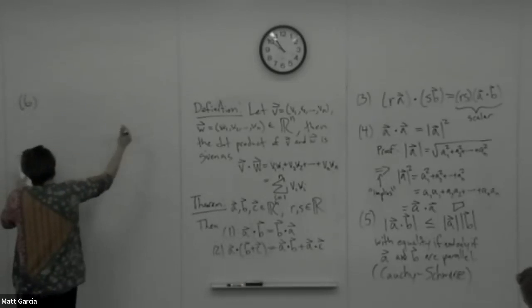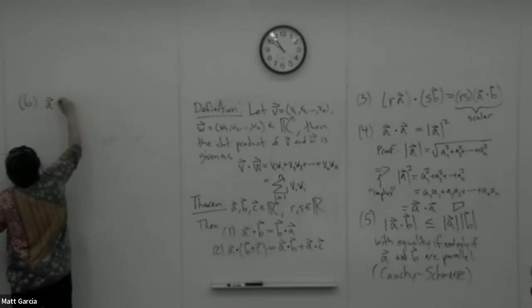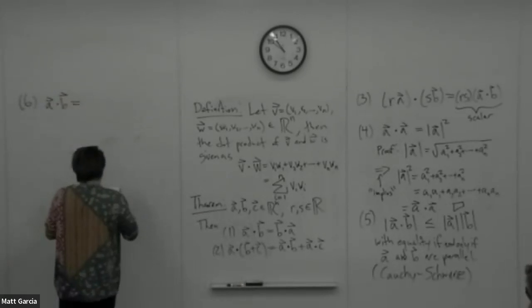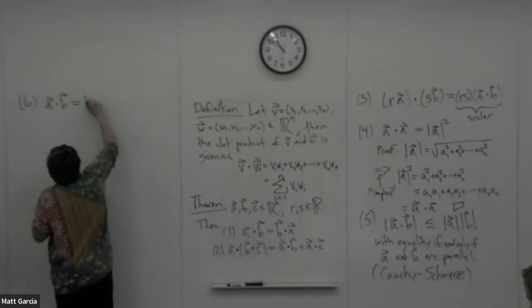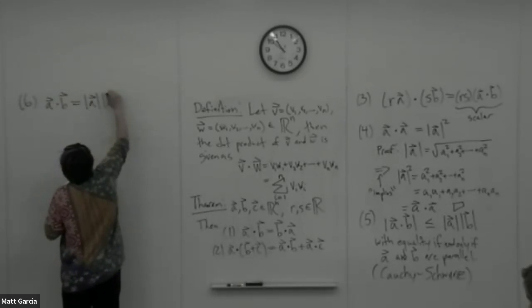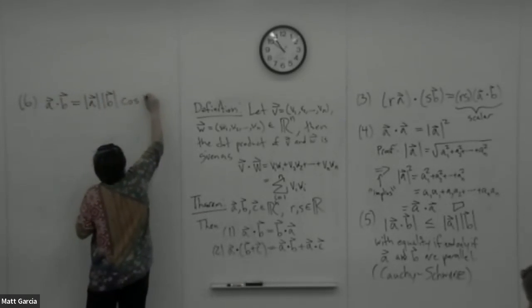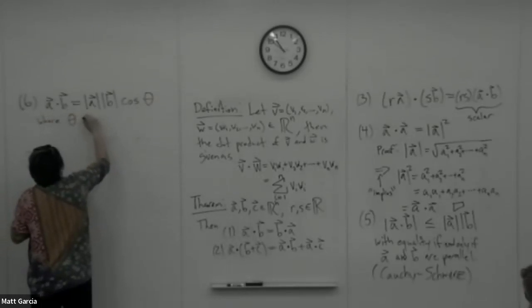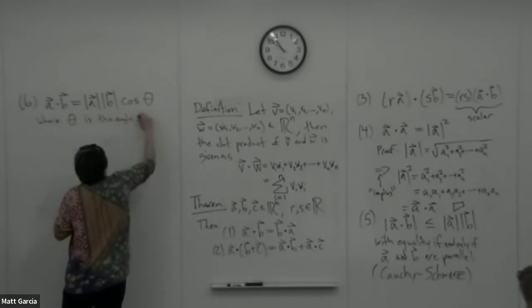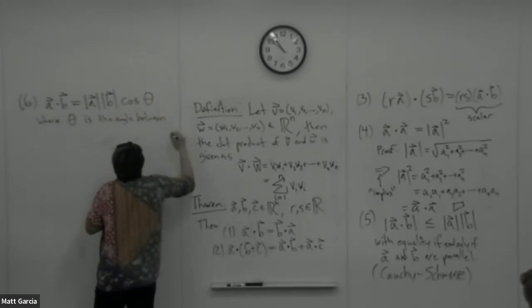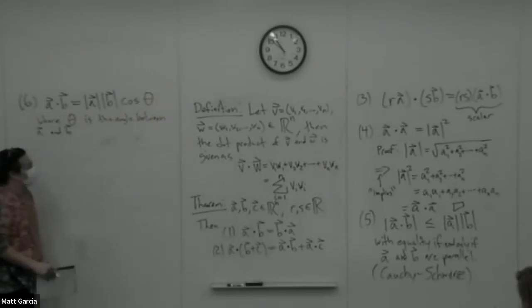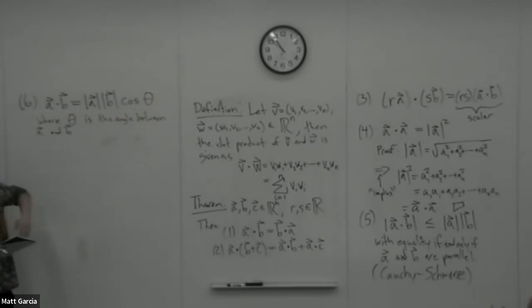Property 6. We have a formula for the dot product of A and B, which is just the magnitude of A times the magnitude of B times the cosine of theta, where theta is the angle between A and B. We just discussed what the angle between two n-dimensional vectors is: the angle in the plane that they span.